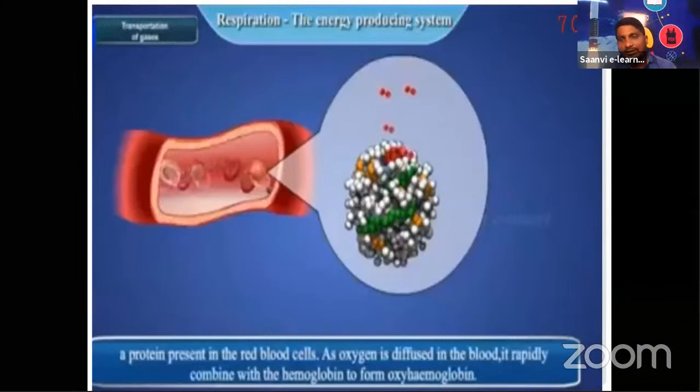When oxygen diffuses into the blood, it rapidly combines with hemoglobin, because in red blood cells the pigment present is hemoglobin. So when this oxygen enters the blood, it rapidly combines with the hemoglobin to form oxyhemoglobin. Okay. Don't read it as hemoglobin oxygen. That is oxyhemoglobin. Hb plus O2, HbO2, oxyhemoglobin.